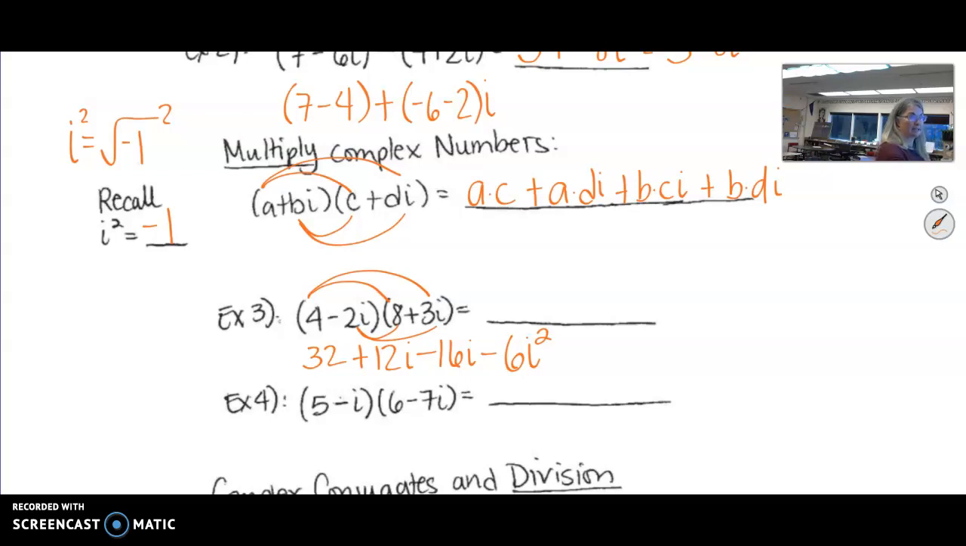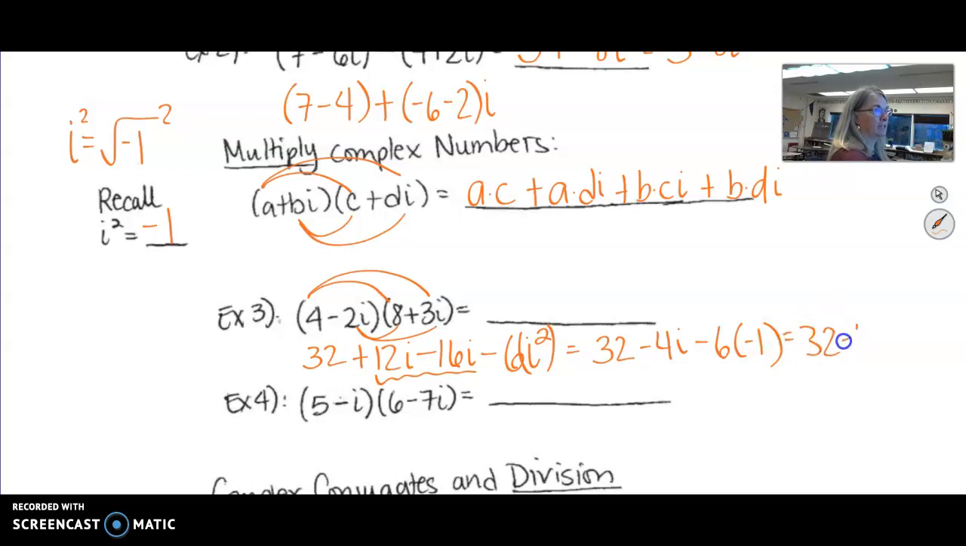So we're going to replace i squared with negative 1, and I'm going to combine these two like terms, the complex parts. So I have 32, and then I have 12 minus 16i, which is minus 4i, and then I have minus 6 times negative 1. I'm replacing this i squared with a negative 1. So that becomes 32 minus 4i, and then that becomes plus 6. So now I can add the 32 and the 6. I get 38 minus 4i.